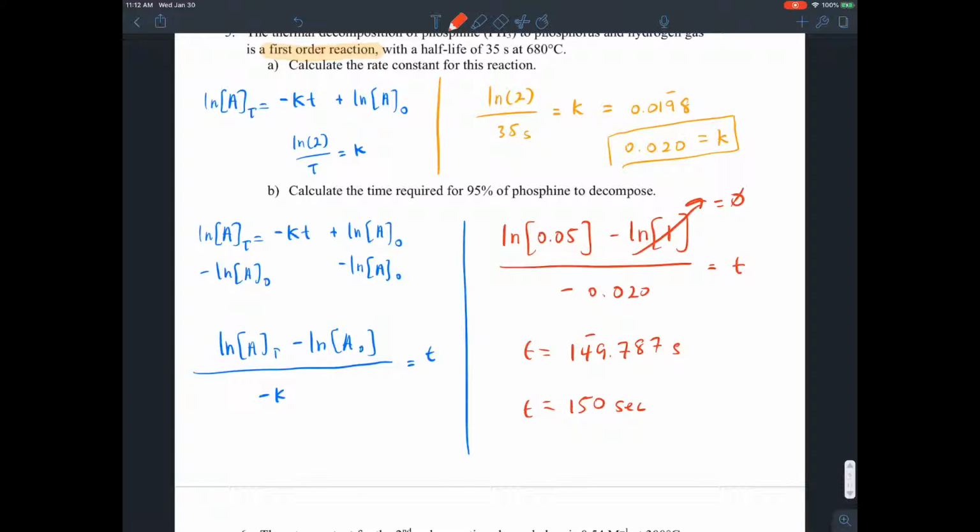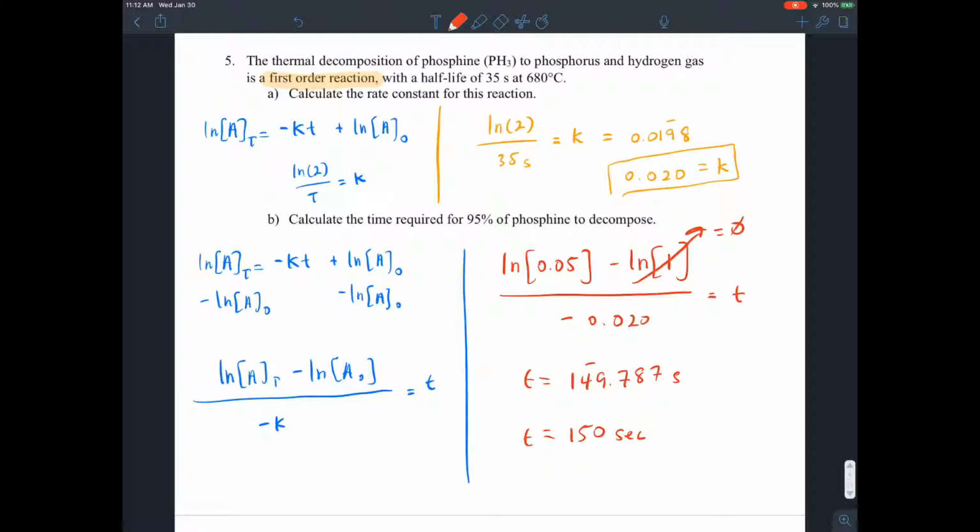Great. So this sounds like a nice round number, and it also makes a lot of sense, considering that it took 35 seconds for half of it to decompose. If we extrapolate that to having 5% remaining, 150 seconds doesn't sound too bad, because for a quarter of it to be left, that would be 70 seconds, and so on. So we keep adding that. So yeah, 150 seconds sounds about right.